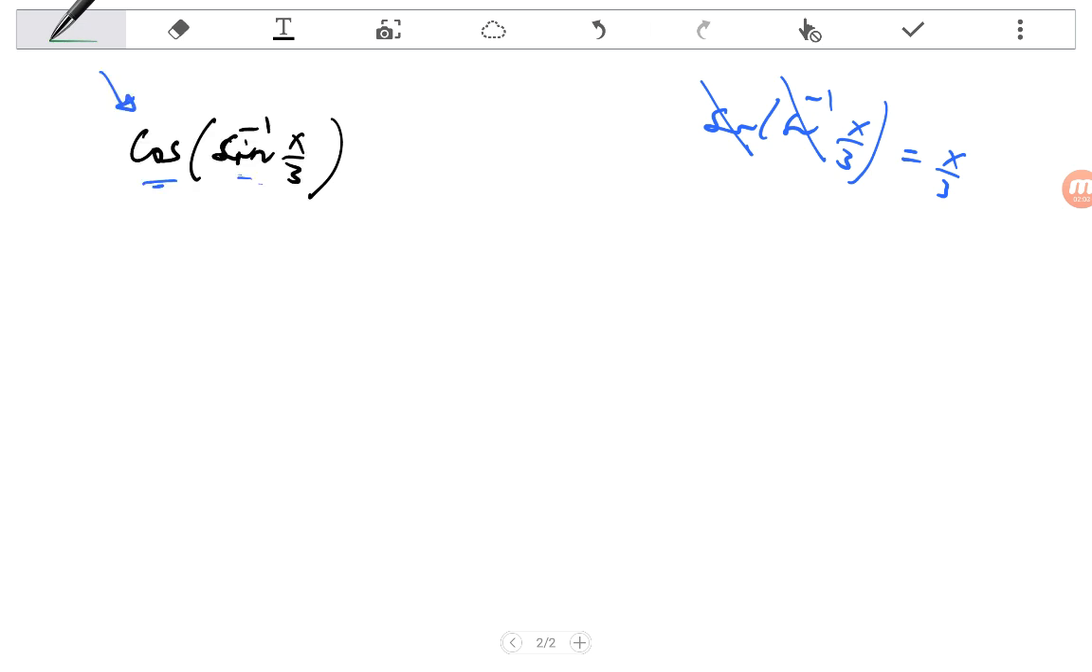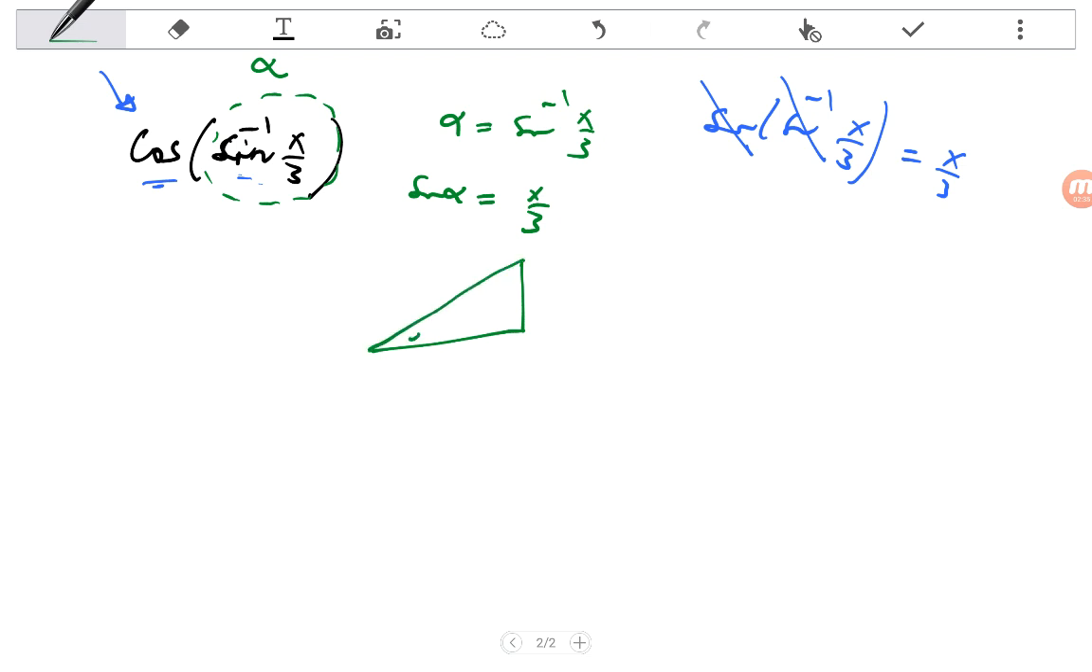Simple steps. It's called the triangular method, or method of the triangle. We take that inverse function and call it some angle alpha. We have learned that every inverse trigonometric function is an angle. We call it alpha, where alpha is sine inverse x over 3. Now take sine of both sides, so sine alpha is x over 3. In this case, we can make a triangle for that angle alpha.